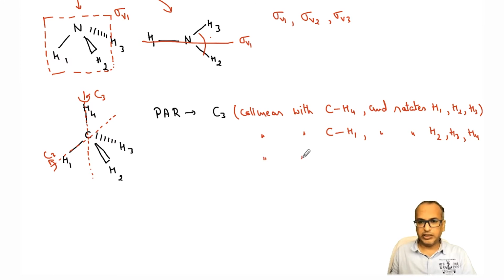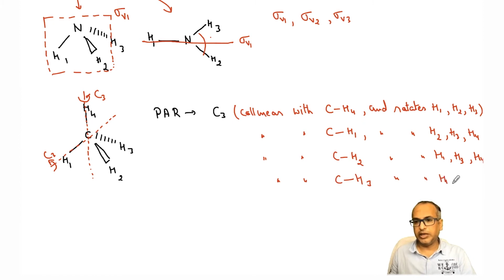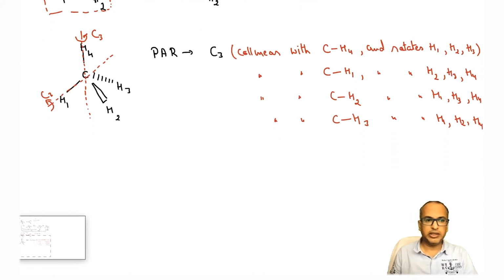There will be another C3 which will be passing through CH2 and rotates H1, H3, H4. Similarly, the last one will be collinear with CH3 and it will rotate H1, H2, H4. So there should not be any problem now in locating the C3 axes. So there should be 4 C3 axes, 4 independent C3 axes.